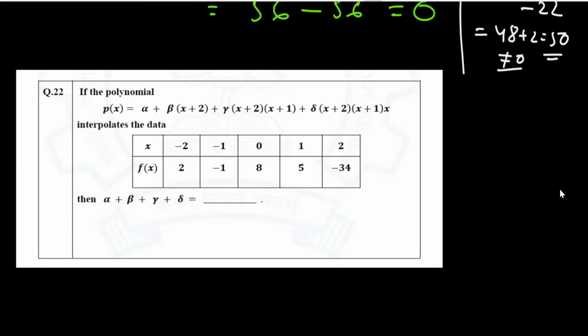So next question, question number 22 says that p x equal to, this is a polynomial, interpolates the data, and then we need to find alpha plus beta plus gamma plus delta equal to what.